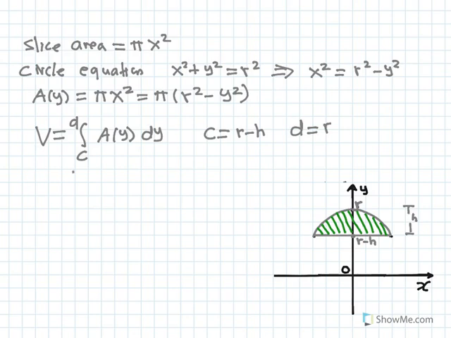So the cross-sectional slice A of y is equal to pi times x squared, but x squared is equal to r squared minus y squared, where y is between r minus h and r.